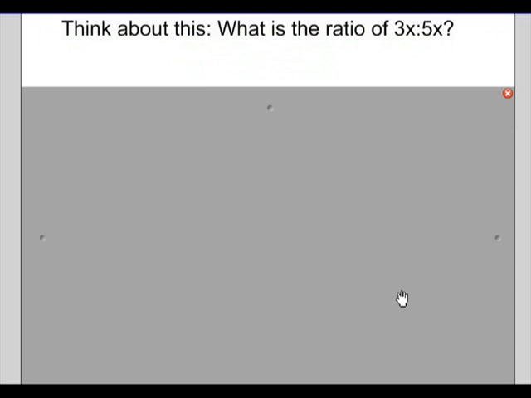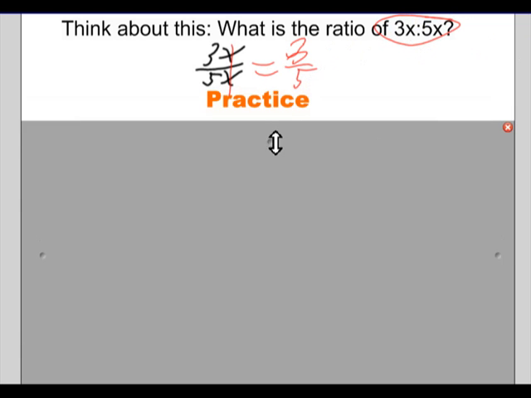Now, think about this. What's the ratio of 3x to 5x? If you think of it as a fraction, it might be a little easier. If you think of it as 3x over 5x, what would you do to simplify? You'd cancel out the x's and say that that's just equal to 3/5. We're going to use that concept: no matter what, if something is in the ratio of 3 to 5, you can express it as 3x to 5x.